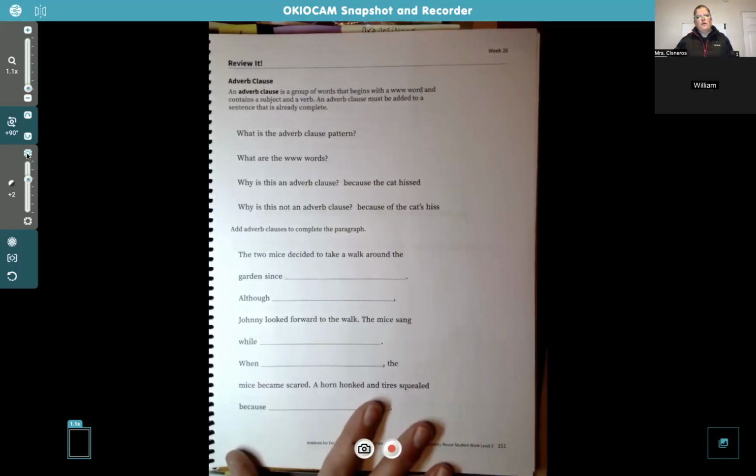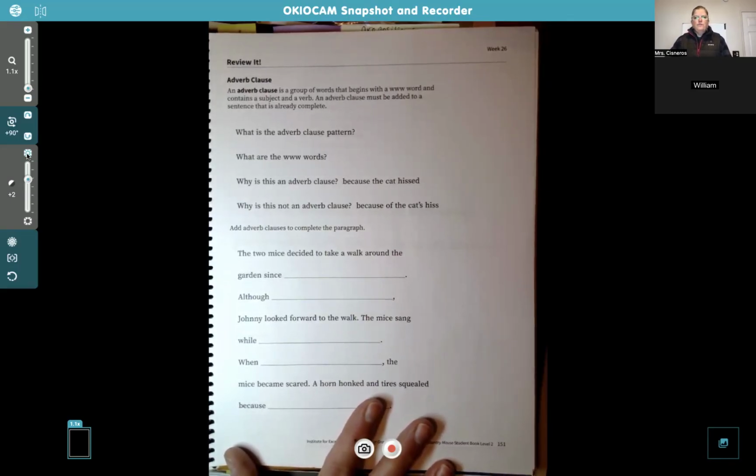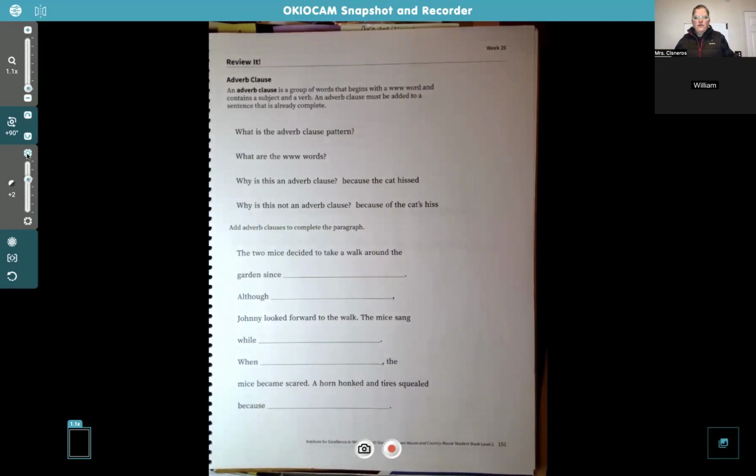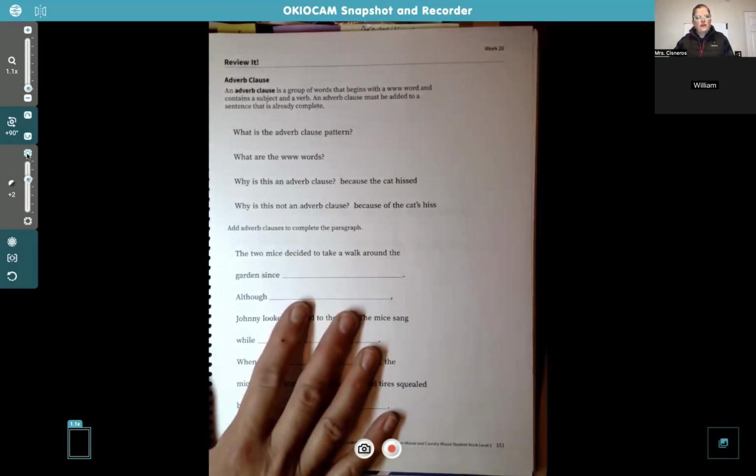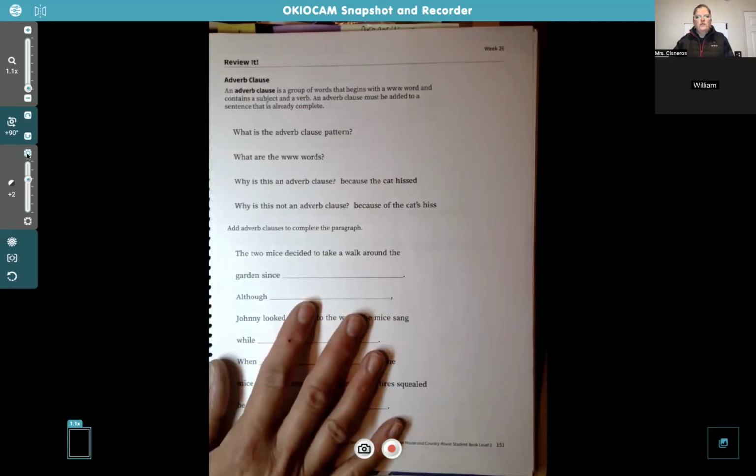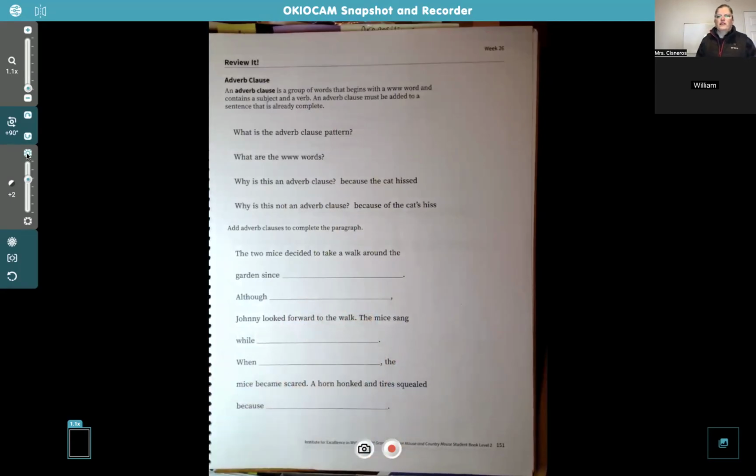Okay, page 151 is review. We're going to talk about the adverb clause. You guys already know about these. It's the WWW word. So we're just going to do a little practice with it and a little review to make sure you remember what it is. So an adverb clause is a group of words that begins with a WWW word and contains a subject and a verb. An adverb clause must be added to a sentence that is already complete.